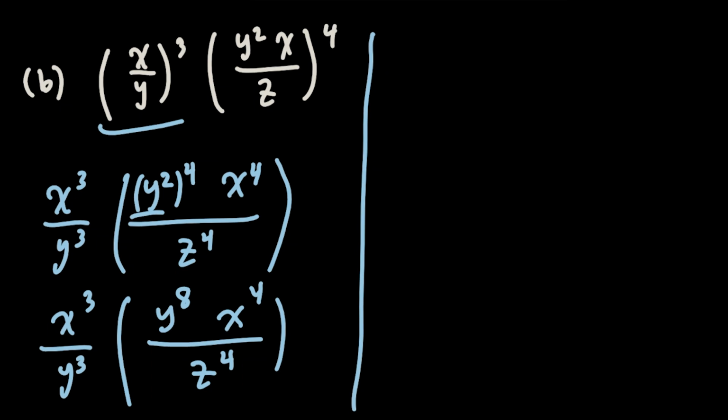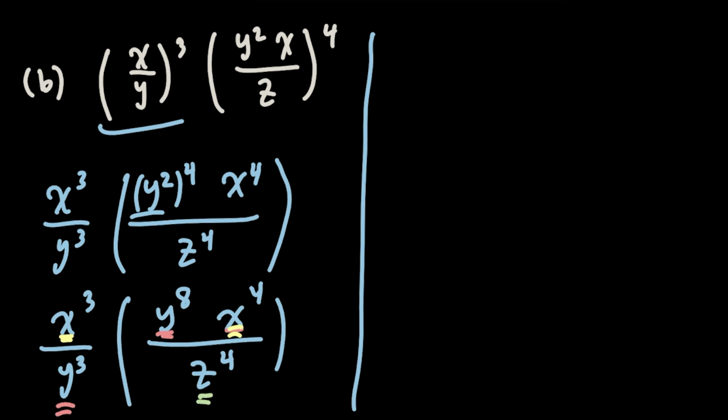Okay, let's simplify things. If you notice here, we have y to the power 3, and here we have y to the power 8. So we can just subtract the powers. Here we have x to the power 3, and here we have x to the power 4. So we'll just multiply them and sum the powers. Here we have z to the power 4, but it's just alone, there is no other z, so we'll just keep it as it is.